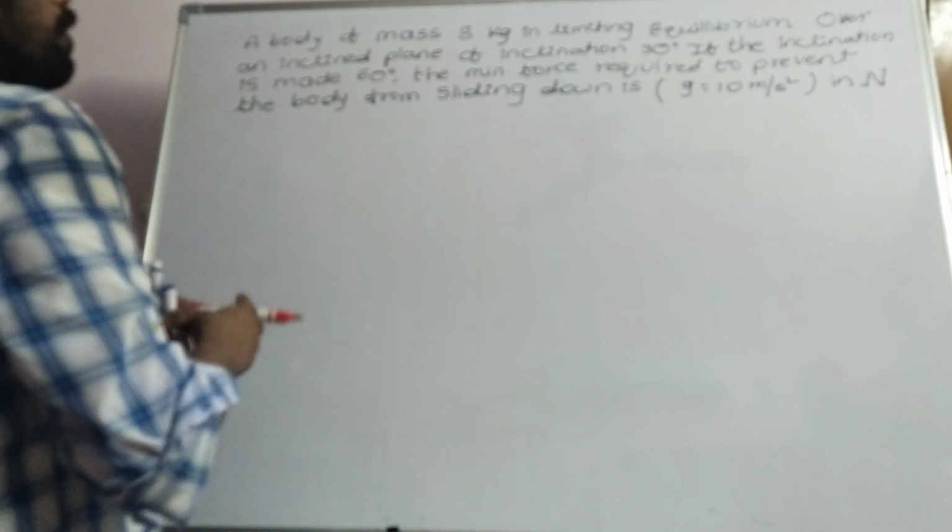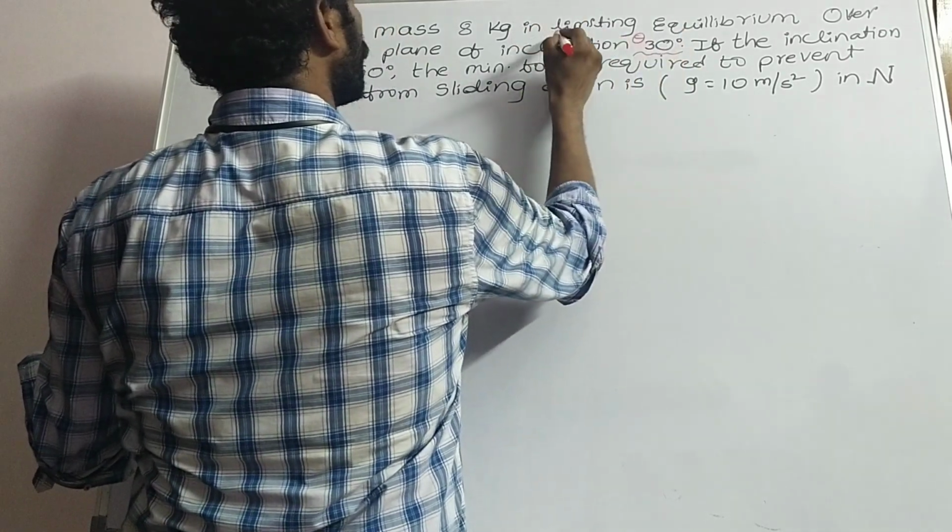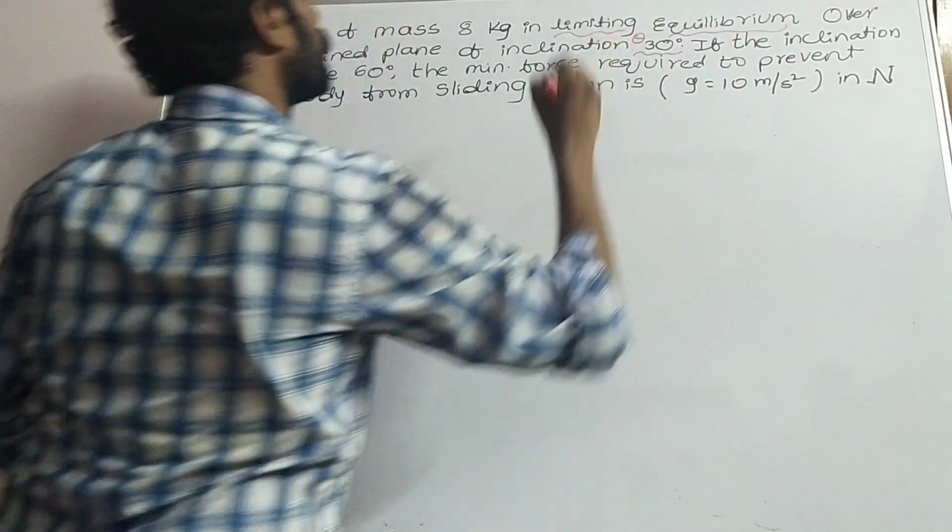So here is another problem. A body of mass 8 kg in limiting equilibrium over an inclined plane of inclination 30 degree. If the inclination is made 60 degree, the minimum force required to prevent the body from sliding down is. So here theta is given at the situation of limiting equilibrium.